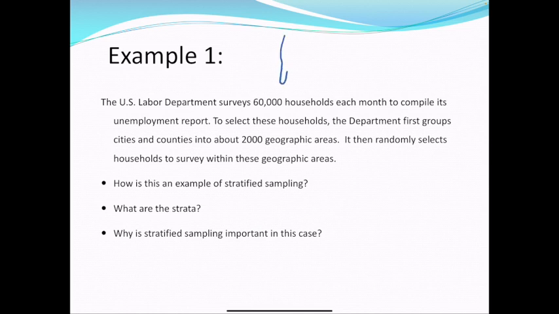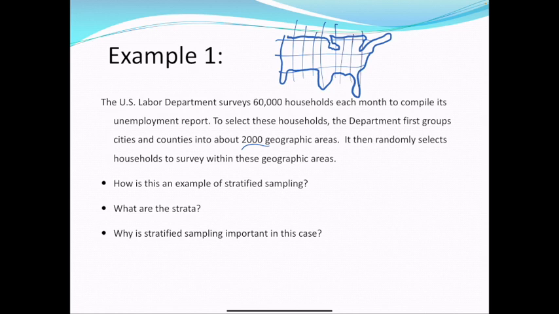So we've got the United States. I almost forgot Texas. Okay, so here's the United States, maybe Michigan. And what they do is they divide it up into 2,000 geographic areas, and then they interview a few people from each area. So that's why it's stratified. The strata are the 2,000 geographic areas.